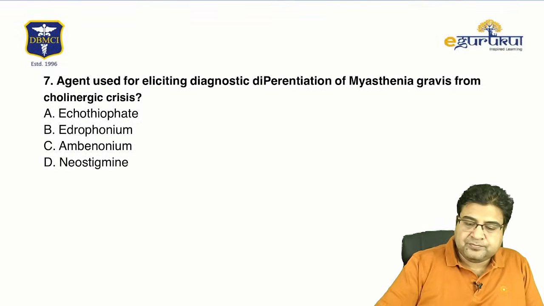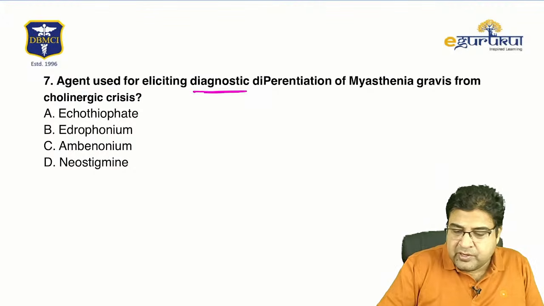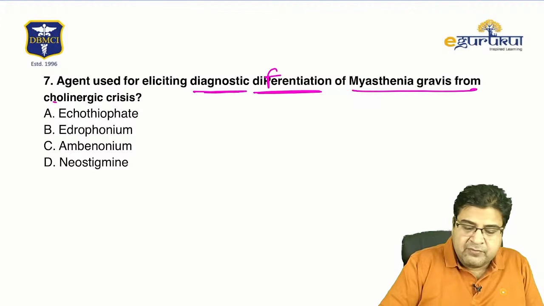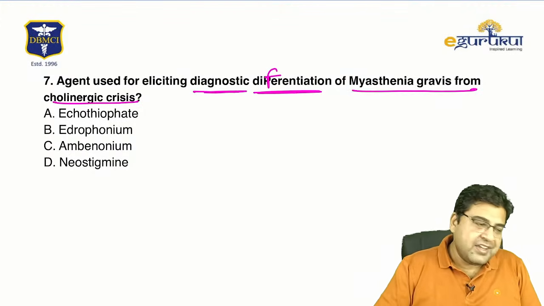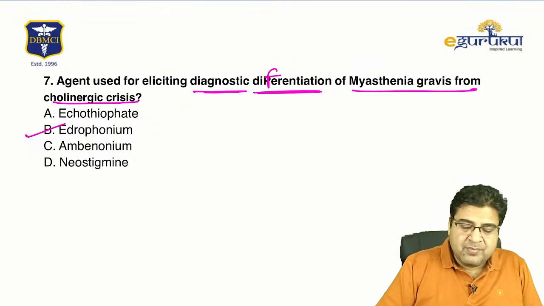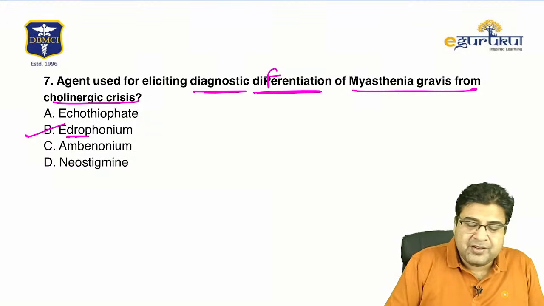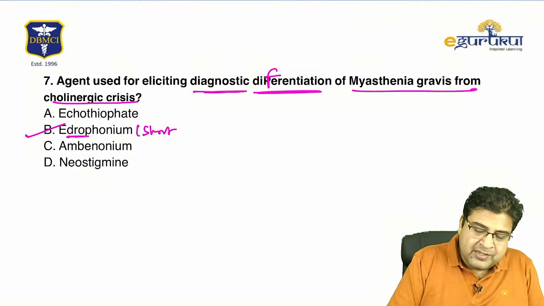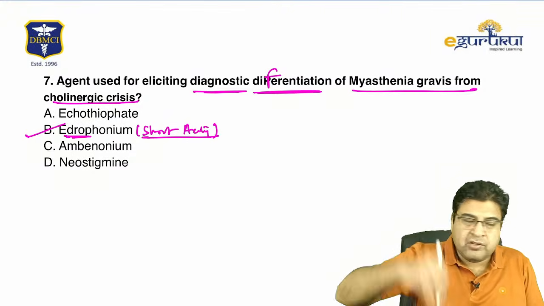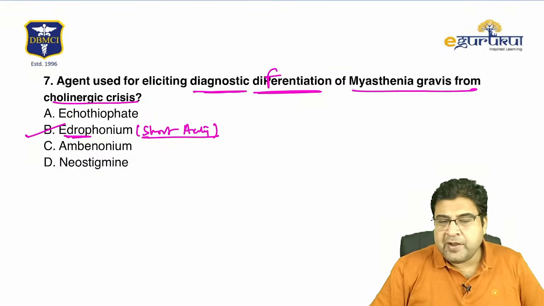Question number 7, which drug is useful for differentiation of myasthenia gravis from cholinergic crisis? That is again the same question asked from cholinergic drugs. So you can see the drug name is edrophonium. Edrophonium action will drop at a very fast speed. It is one of the short acting medicines. So remember like this way, the action of the medicine drops at a very fast speed.